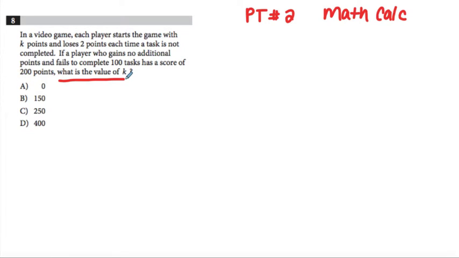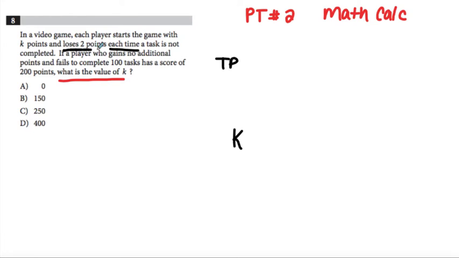All right, so "what is the value of K" is telling me this might be a place where an algebraic equation might help me. So I know that I'm talking about the total points in a video game. So I'm going to call that, for me, TP, total points. Well, I start the game with K points. Okay, so everybody gets K points, and I lose 2 points each time.